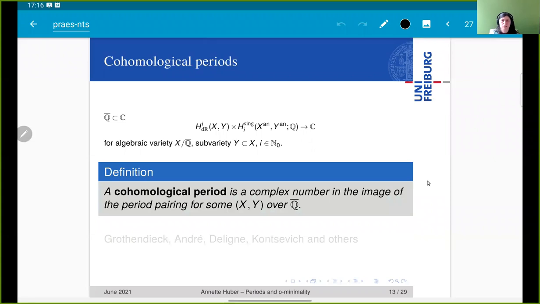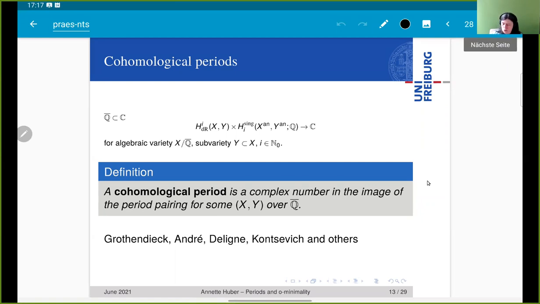So the definition is: a cohomological period is a complex number that you get in the image of this period pairing for varying varieties X and subvarieties Y, and also the index i, the cohomological degree, is allowed to vary. So you get a set of cohomological periods. This definition really goes back to Grothendieck, but then it was Yves André who really worked it out and explained it to everyone. And you also find the same point of view in papers of Deligne and Kontsevich and many other people.